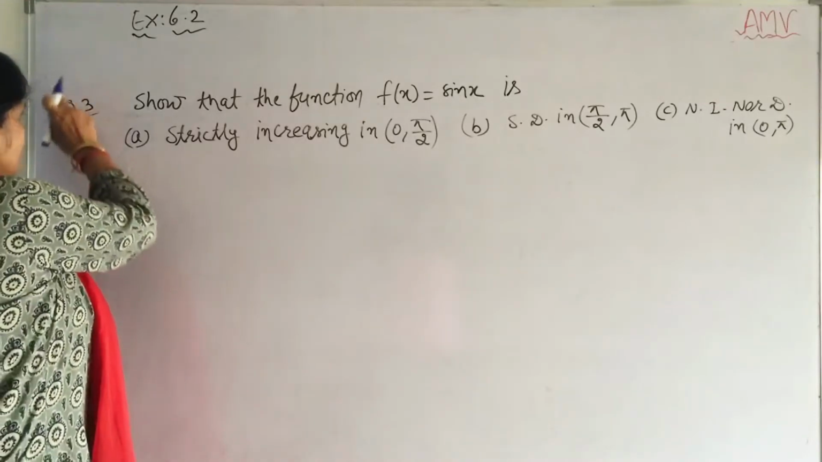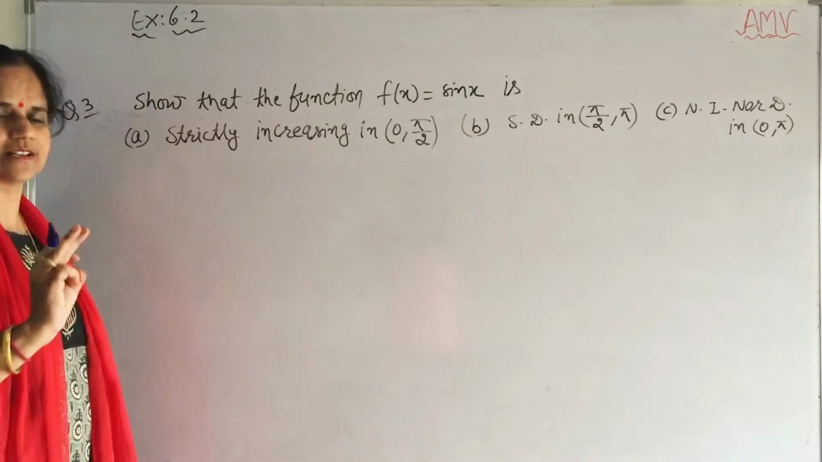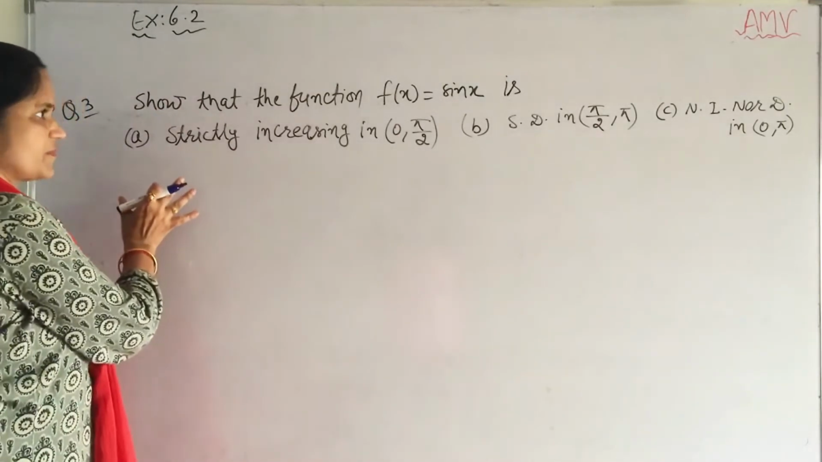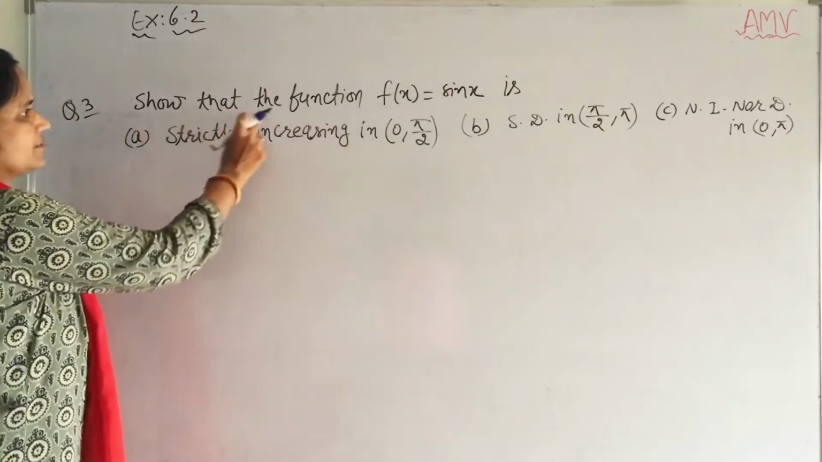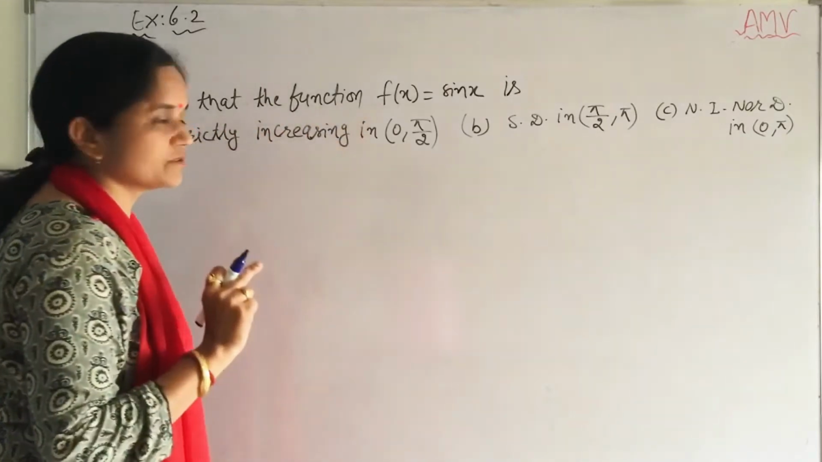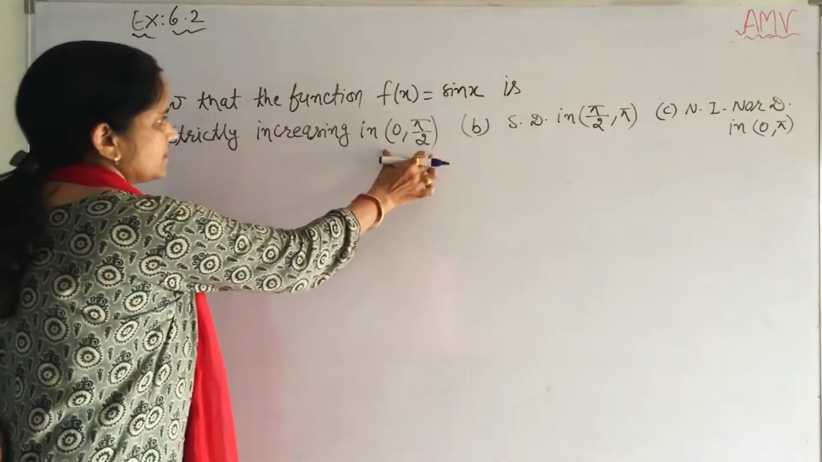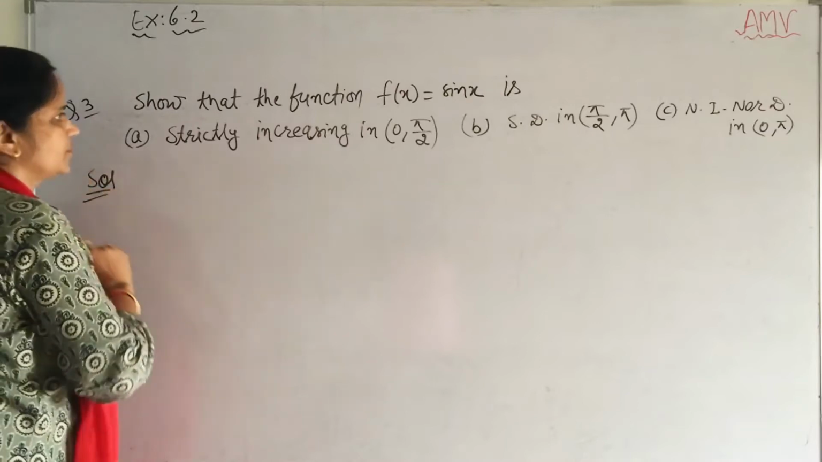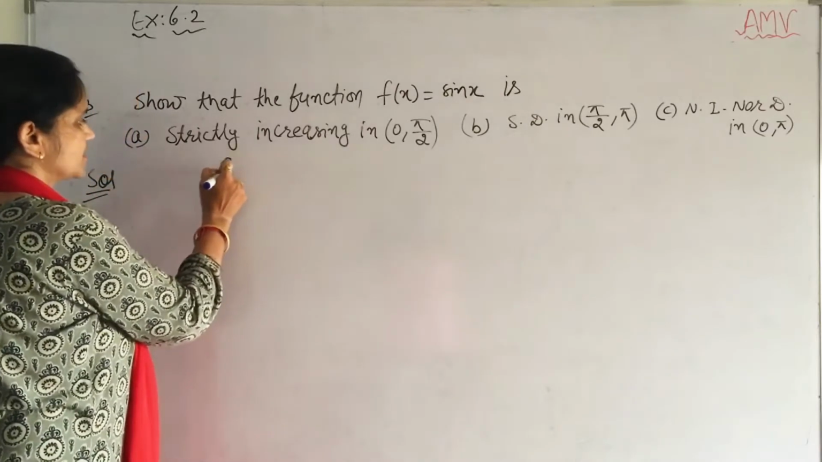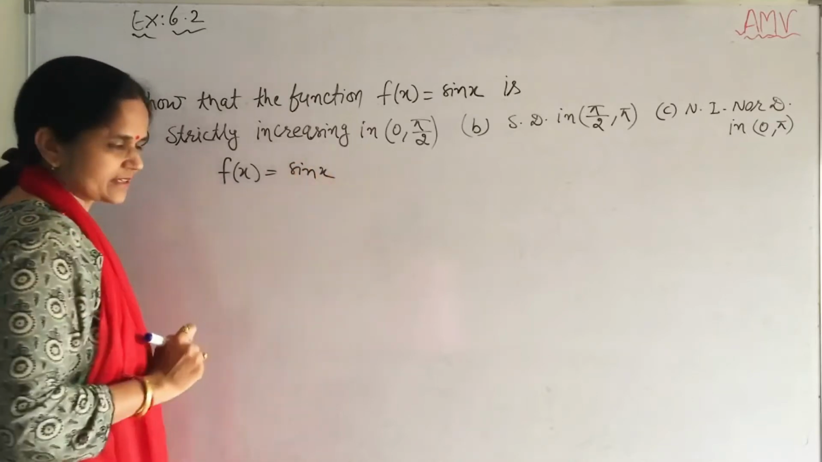Students, I am going to solve question number 3 of exercise 6.2. The first two questions are very easy, and the concept will be clear from this question also. Show that the function f(x) = sin x is strictly increasing in the interval 0 to pi by 2. First of all, the function is given, f(x) = sin x.